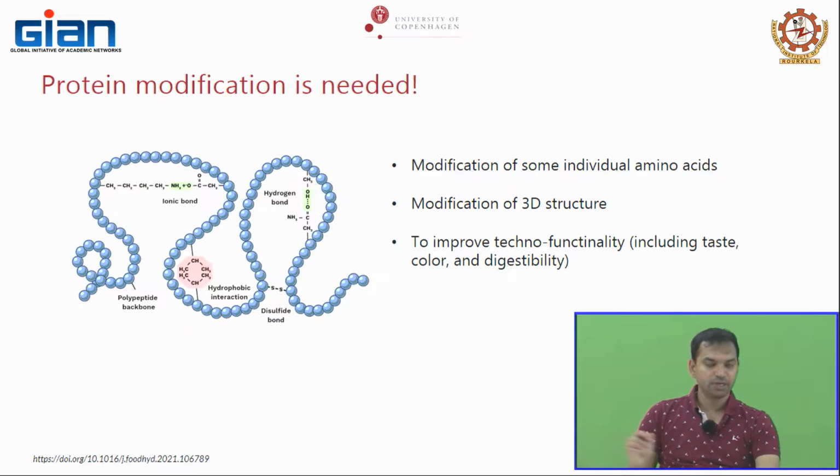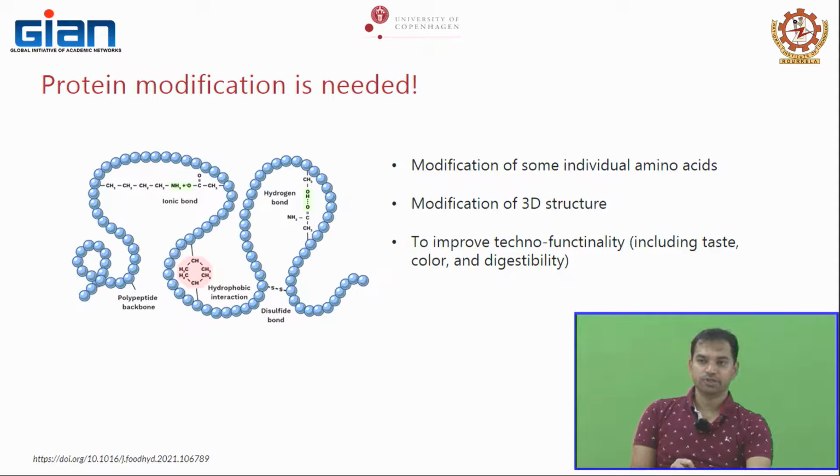So, just to summarize everything, I have given a background now. Protein modification is very necessary because protein modification changes the primary structure of the protein in some cases. In some cases, it changes the secondary, tertiary and quaternary structure, and that will give you the desired techno-functional properties. Am I clear? Protein modification is nothing but, in principle, modification of the primary structure of the protein or the secondary or tertiary or quaternary structure.